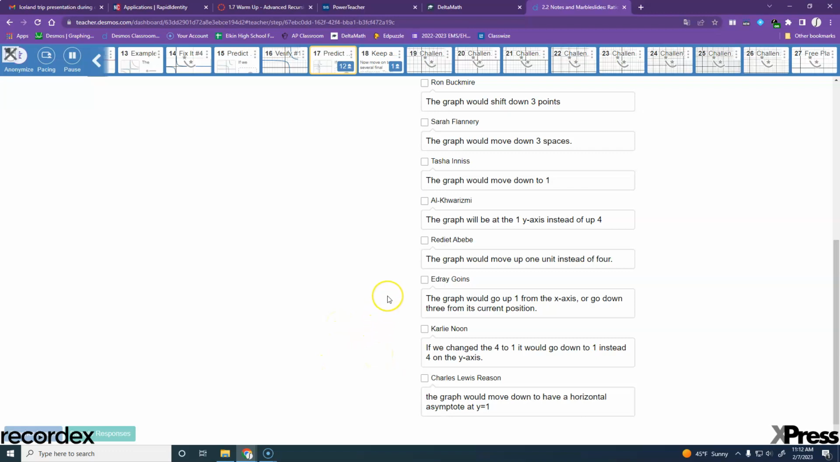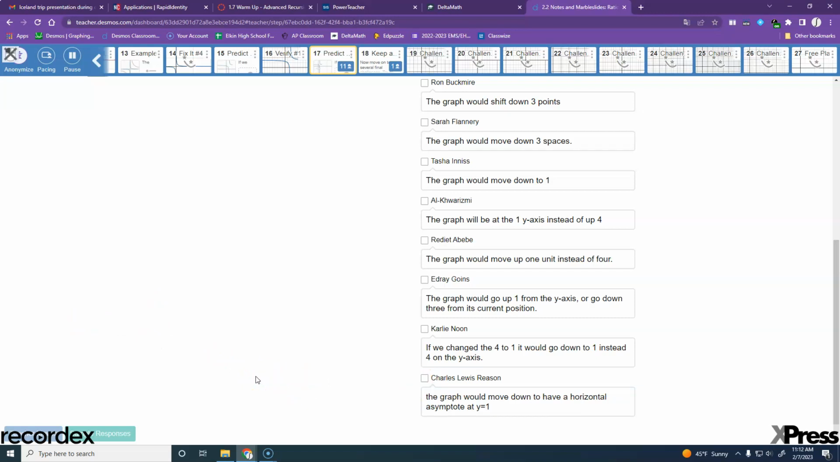Let's see. Graph would go up 1. That just changed to a y-axis. So good. It would go down 3 from its current position. So, again, idea's correct. Be careful with the language because of what you would have there. Horizontal asymptote there. So, talking about the horizontal asymptote is good because that's very specific language.